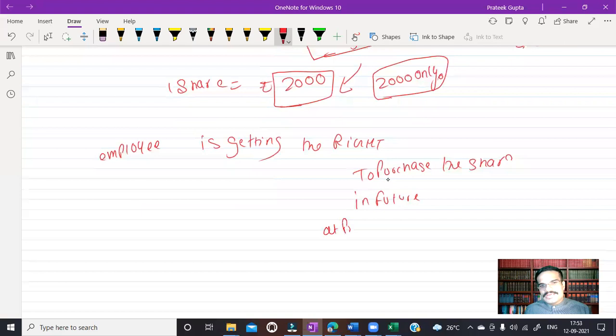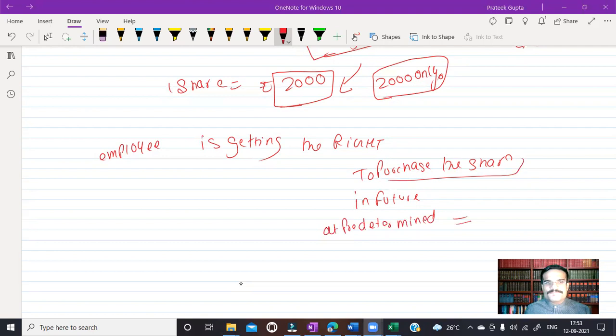It means beta, the price will be determined now. Price to abhi hi decide ho jayega beta. But yes, you will get the right to purchase the shares after 5 years. You will get the right to purchase the shares after 5 years. That's the important point.